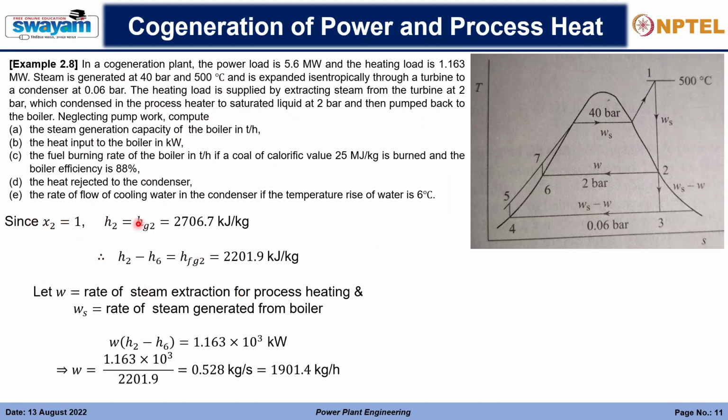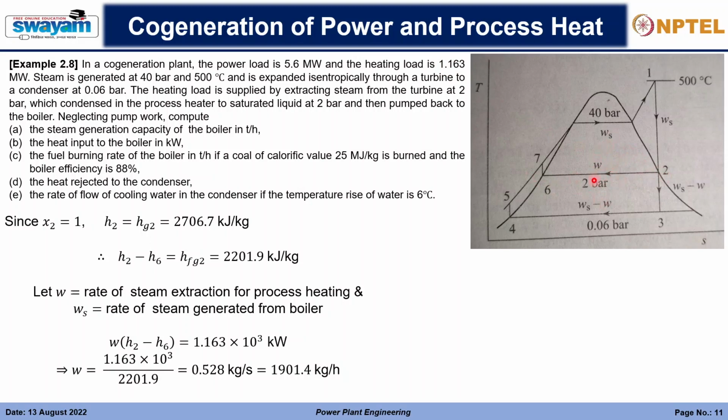Since x2 is 1, h2 is equal to hg2, obviously. Then we got the enthalpy at point 2. Then we calculate h2 minus h6. This is the process heat part, which will simply be the hfg at this particular pressure condition. W is the rate of steam extraction. Ws is the total steam which is inlet to the turbine. We know the enthalpy difference, and we know the actual heating load.